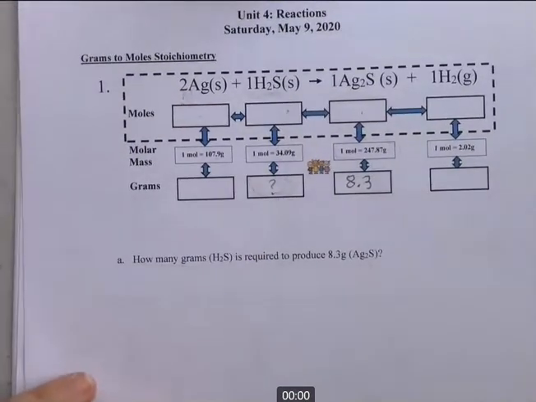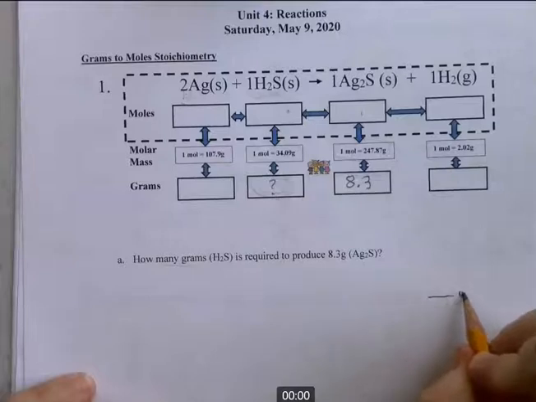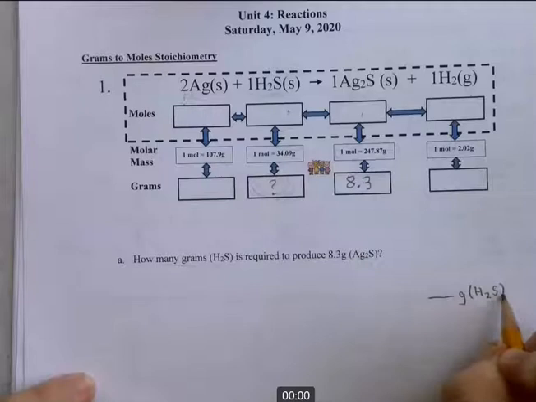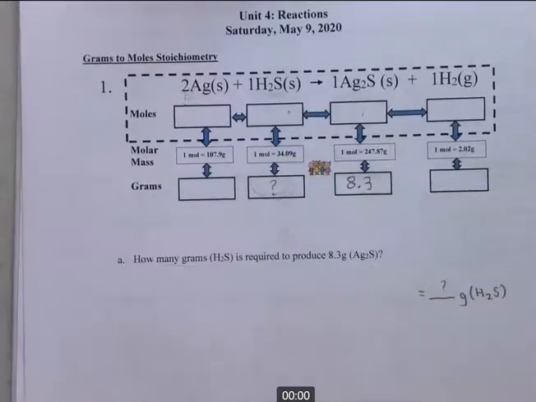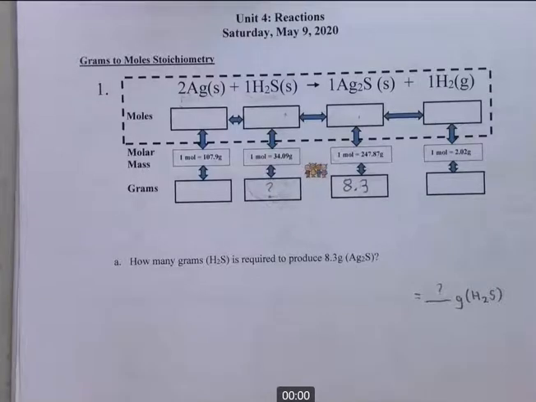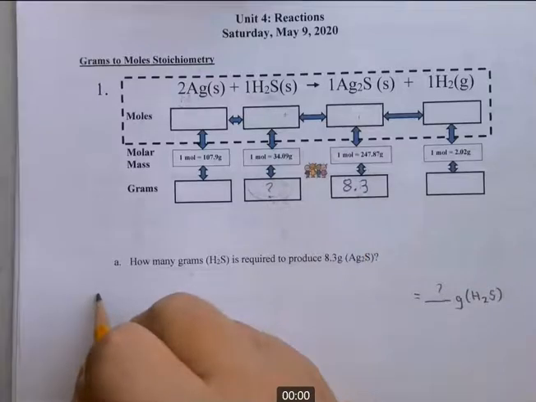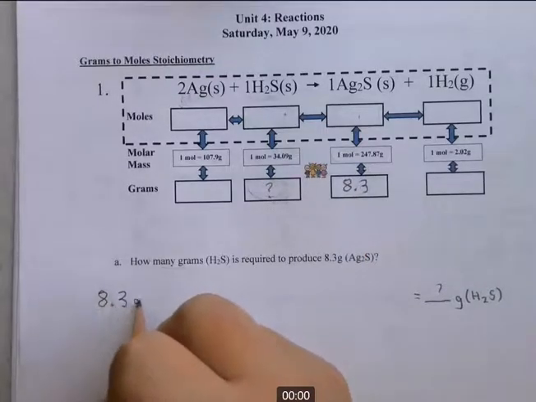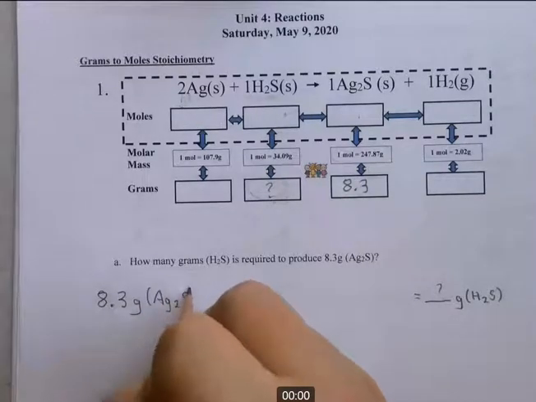and what we want to know is how many grams of H2S. So way over here on the right, I'm going to write grams of H2S. Always remember to write both unit of measure and the substance. Okay, don't get lazy and stop doing that. You got to do that every time. Okay, what we're starting with is 8.3. We're going to put that way over here because we're going to need a few conversions here. 8.3 grams of Ag2S, unit of measure and the substance.